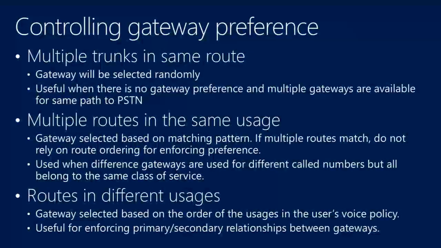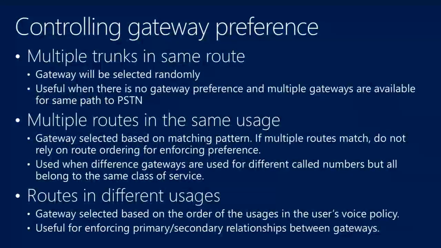We can control preferences of gateways. You can have multiple trunks in the same route. That basically is just we'll pick whichever one we want randomly, right? That's great if you had multiple gateways like in the same site. I had 2 gateways in the Seattle site, and I could care less which one you go out. Then go ahead and put both of those gateways in the same route, and life is good.